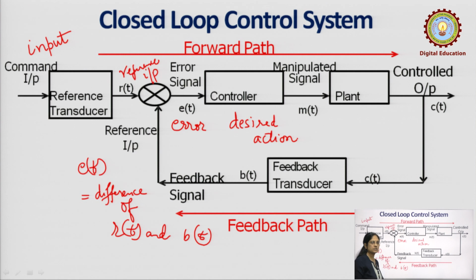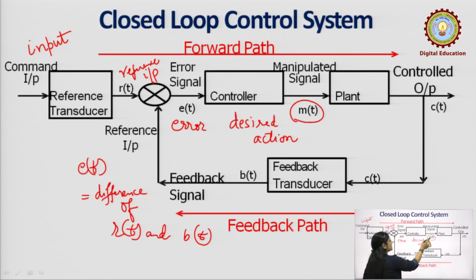Desired action takes place with the controller and the manipulated signal. Now, the original signal is not fed; the manipulated signal is fed to the plant. This M is the manipulated signal, and this process involves feedback. That is, we are looking at the output and feeding it back to the comparison. Such systems are control systems.